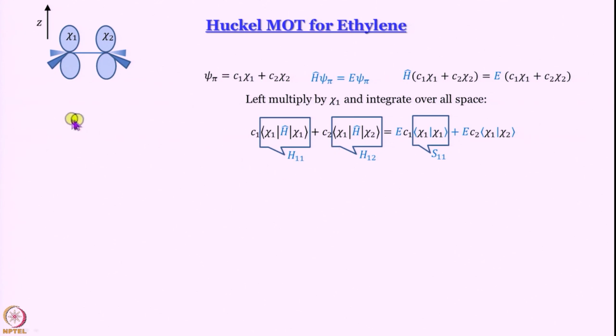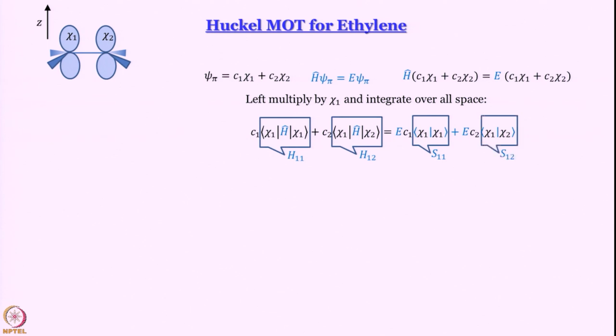In this kind of a molecule, it is more convenient if you talk about the molecule in the xy plane and you consider chi1 and chi2 to be along the z axis. So, of course, S11 is going to be 1, but for some time let us retain the notation S11 because then we get some nice good looking symmetric expressions.